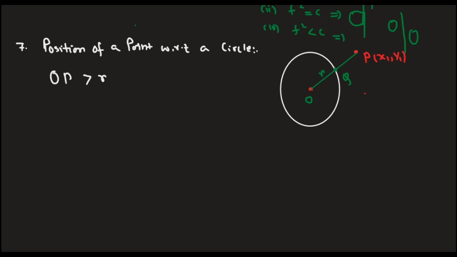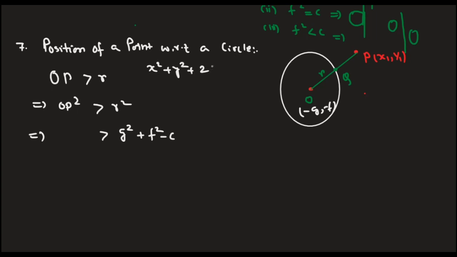Now we can also write OP square greater than radius square, but we know the value of radius square is g square plus f square minus c. OP square is nothing but, if you take the center as minus g, minus f, because we are considering the position of a point for the general form of the circle, x square plus y square plus 2gx plus 2fy plus c equal to 0. We are taking this one.